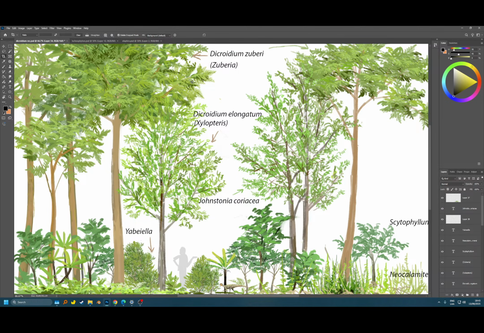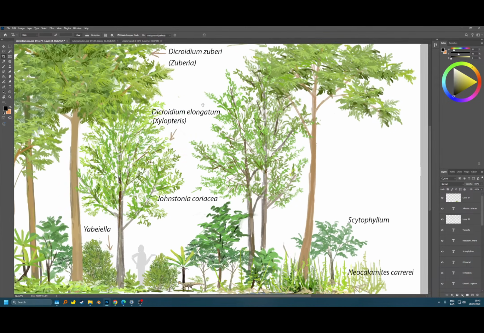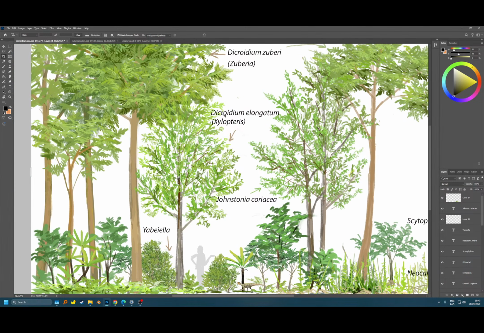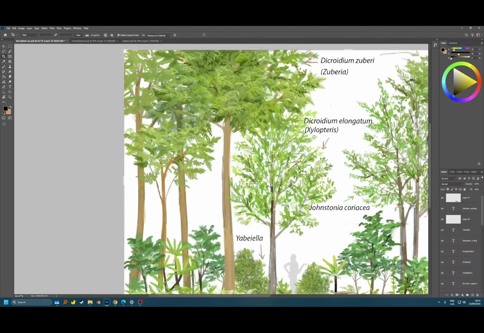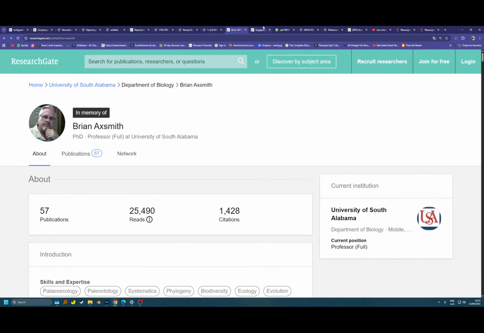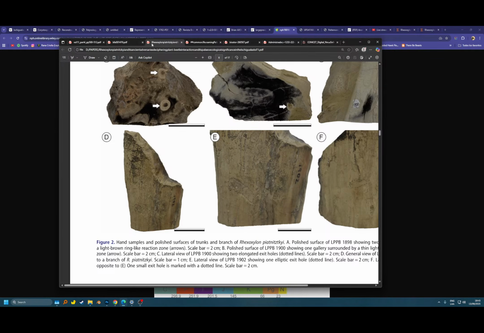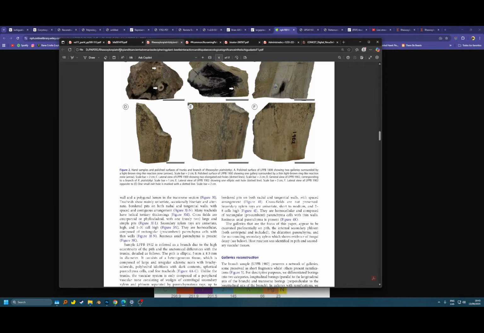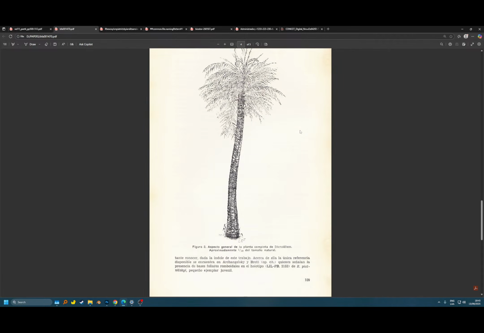So why do I think that Suberia is not as different as some may think? I'm going to explain that in a second. I don't remember where it is. First of all, the reasoning behind this reconstruction is the following.